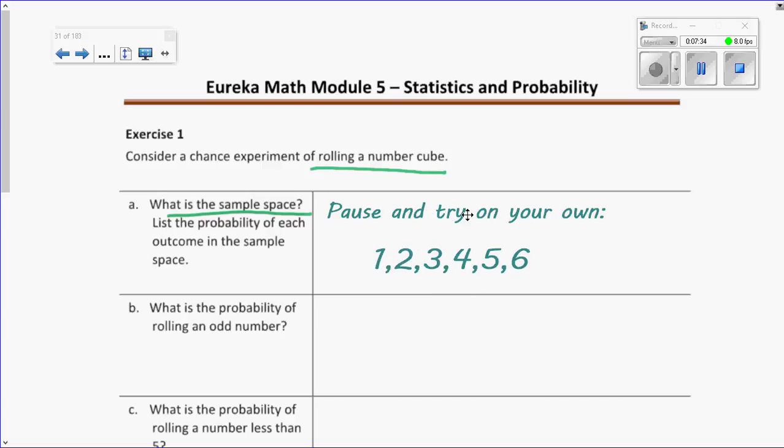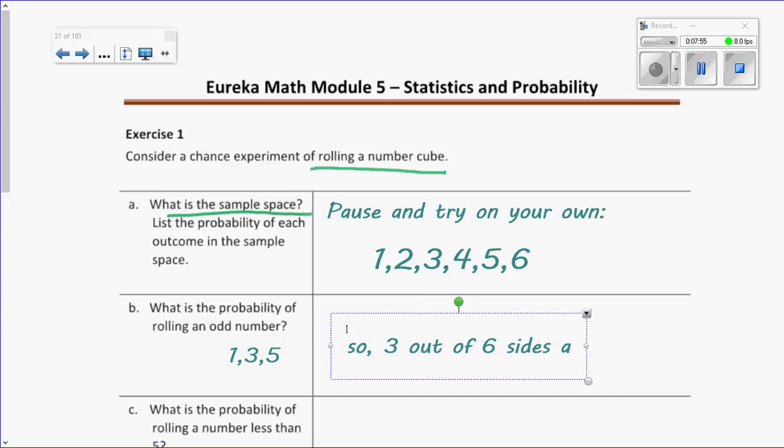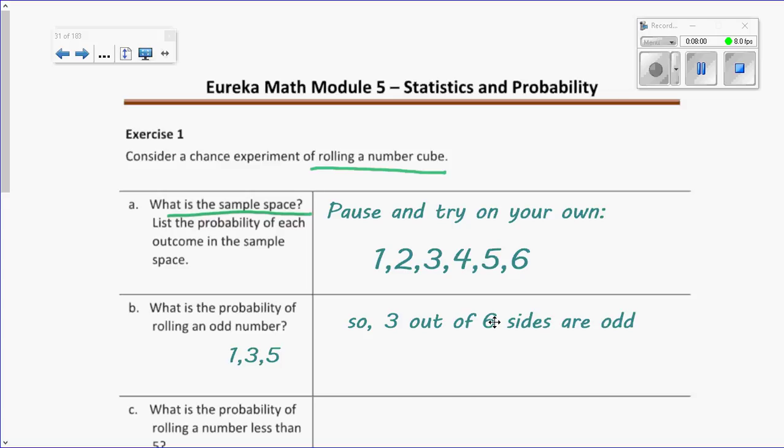Okay, so what's the probability of rolling an odd number? Well, which ones are odd? There's 1, 3, and 5. Okay, so 1, 3, and 5 are the odd numbers. So that's 3 out of 6. In fact, let's write it out. 3 out of 6 sides are odd. So then we're going to write 3 over 6. And then if you reduce that, that's 1/2.